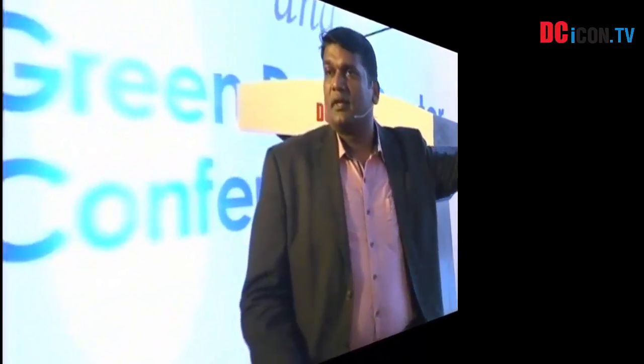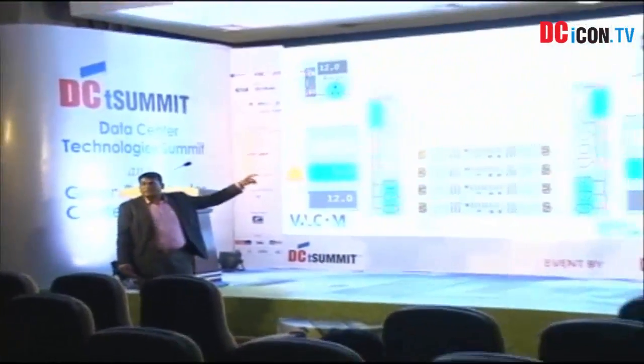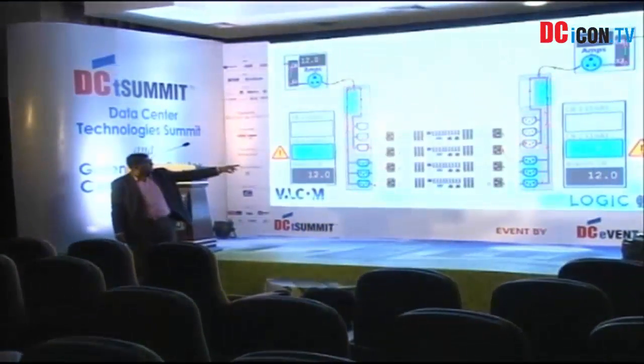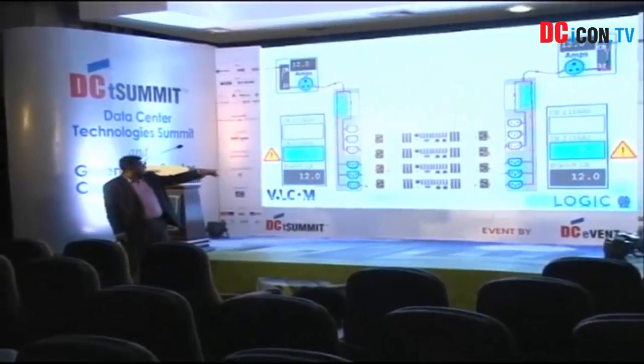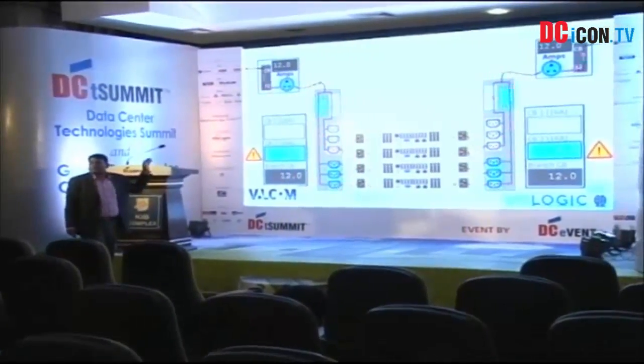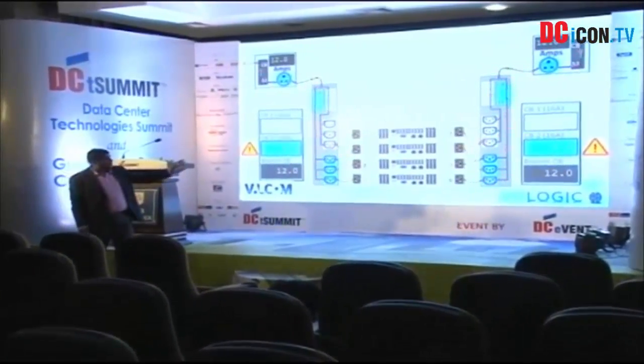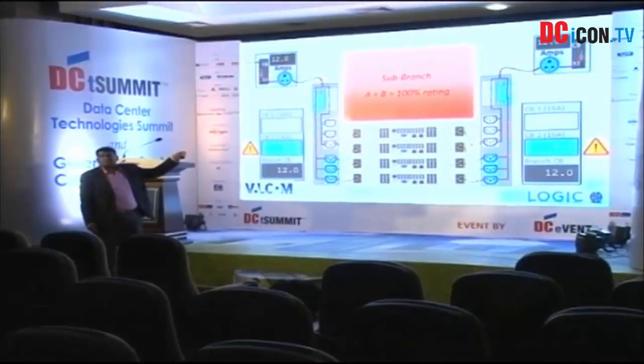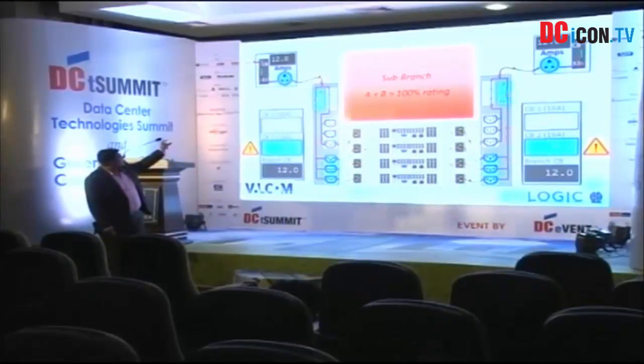As I explained in the beginning, if you look at source B, it's 12 amps. If you look at source A, it's again 12 amps. But look at the detailing of it. The first server is consuming 3 amps and the rest of the 3 servers are consuming 9 amps, right? Similarly, even if you look at the A source, it's a similar concept. So in the event of failure, A plus B is actually 100% rating. That is the sub branches.